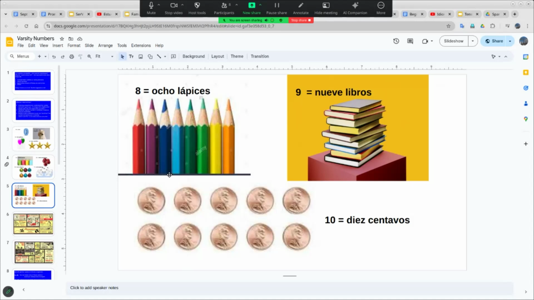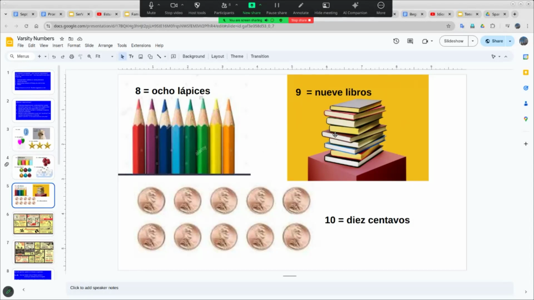Ocho lápices. Ocho. Eight. Like octopus. Yeah, we have octopus, an eight-legged animal. Okay, ocho. Nueve. Nueve. Muy importante, very important.